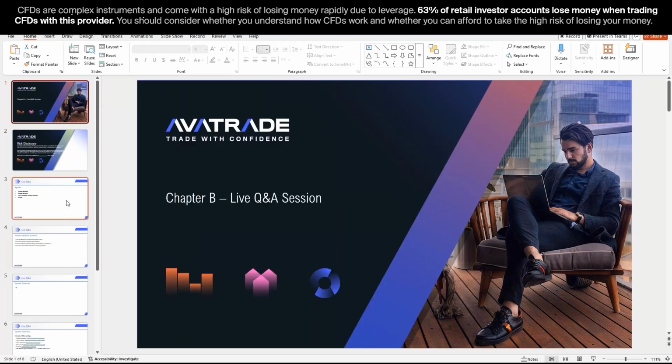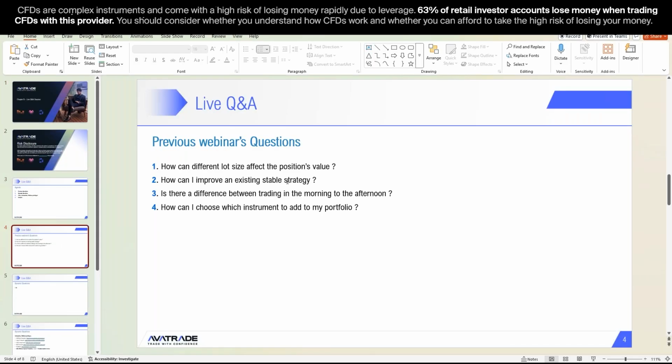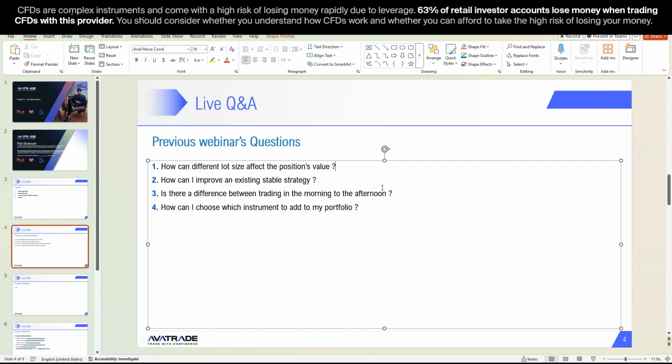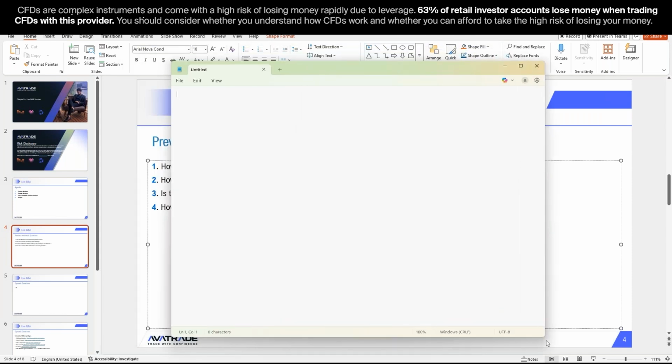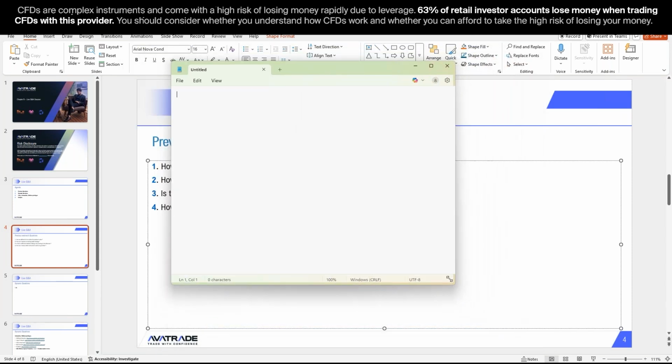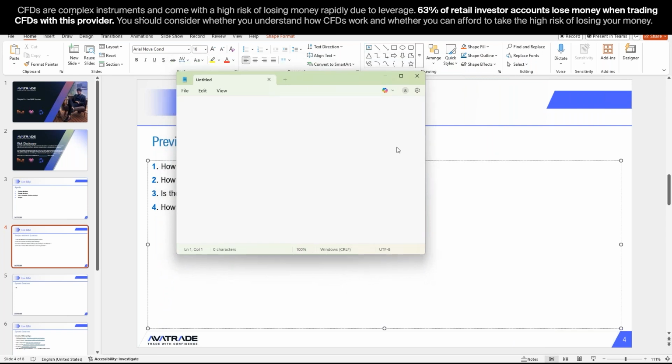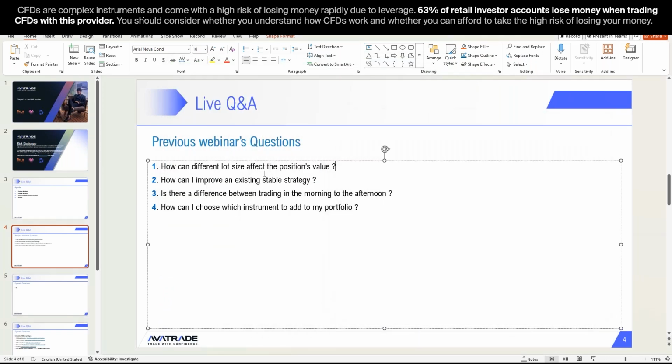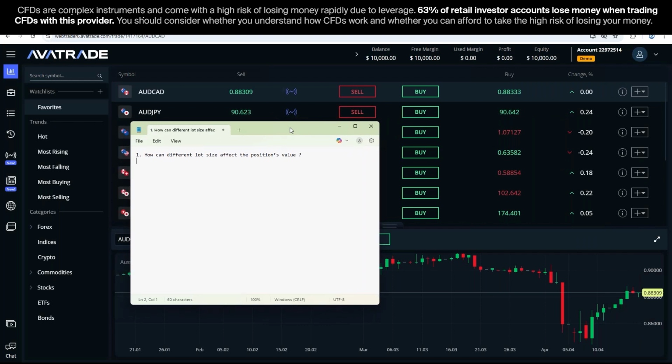So to begin with, the first slide as we saw in the agenda will be the previous webinar's questions. We will read them and we will do our best to give the best answer. Let's also open a notepad here and make it smaller to fit the screen. Like this, I think might be enough. We will simply take the question and paste it here, and then we can also write the notes to answer the question.